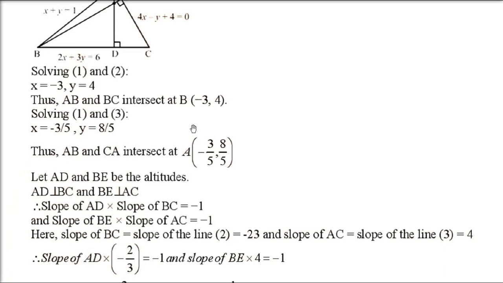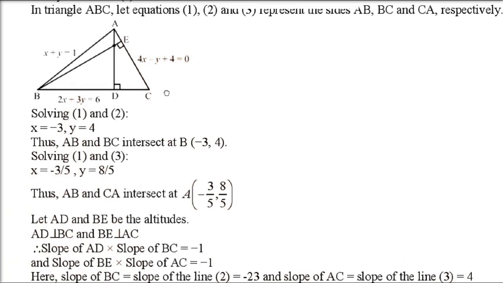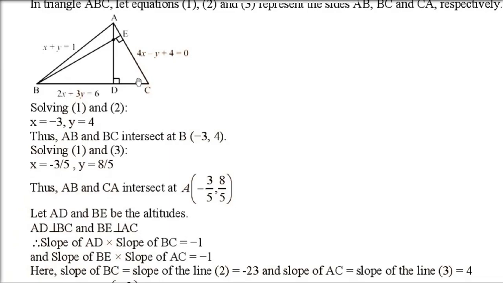So there are 2 points which we got. So what is happening here? We'll take the concept of slope. If ABC is a triangle, AD and BC are perpendicular to each other. So the point B we found as -3/4. The B is -3/4 and A is -3/5 and 8/5. So we have a line which is passing through A, -3/5 and 8/5, and which is perpendicular to BC. So line AD is perpendicular to BC.